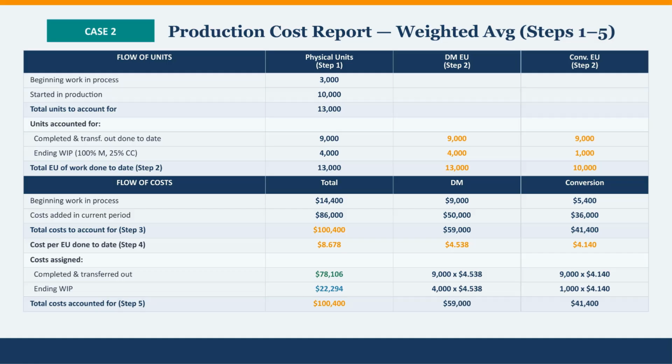Here's the weighted average cost report for Case 2 across steps 1 to 5. We had 13,000 total equivalent units for materials and 10,000 for conversion after blending beginning and current work. Total costs to account for reached $100,400, giving cost per EU of $8.678 overall, $4.538 for materials, and $4.140 for conversion. That allocates $78,106 to completed units and $22,294 to ending WIP. This breakdown illustrates how weighted averages smooth fluctuations between periods.